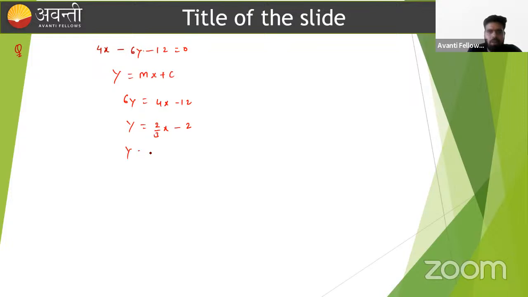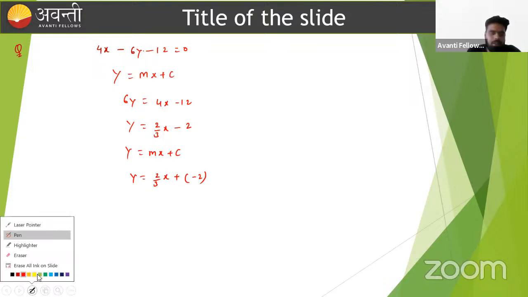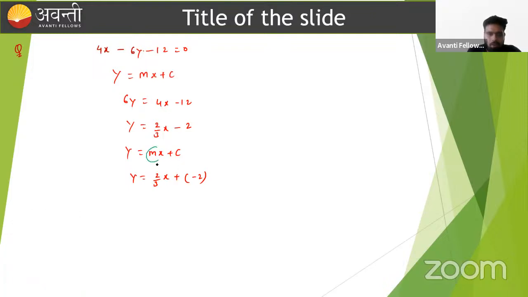In order to compare with the standard form, we can write 2 by 3x plus minus 2. So see clearly, beta, what is the value of slope here? That is 2 by 3. What is the value of c here, beta? That is minus 2. Then how can we plot the graph, beta?